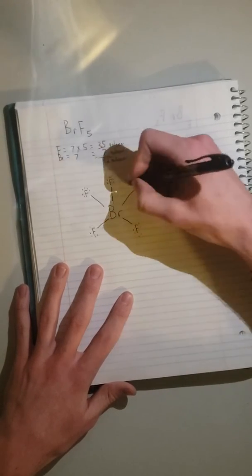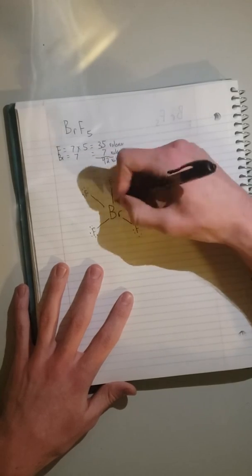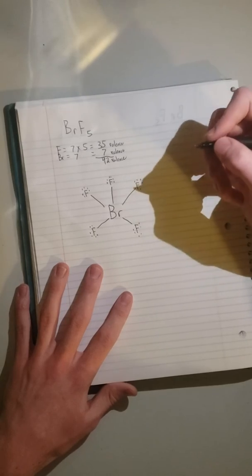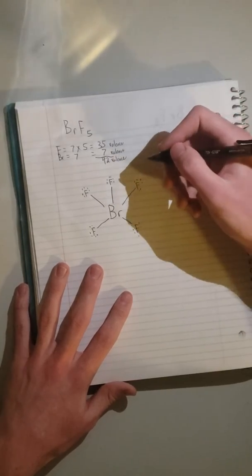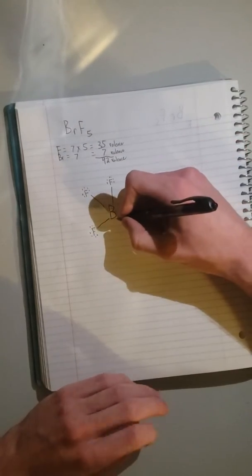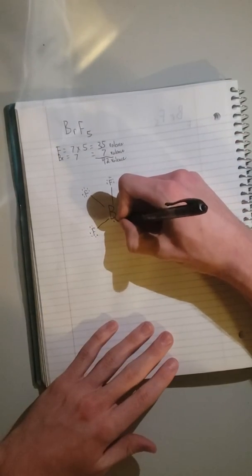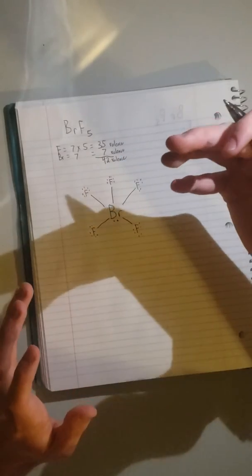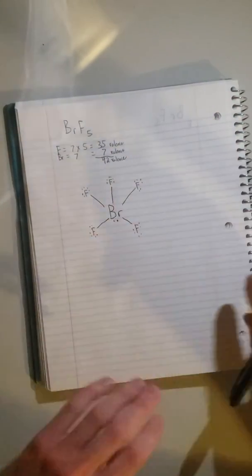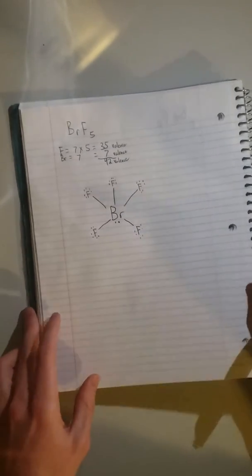around the fluorines, and we'll have the 5 bonding pairs between the bromine and the fluorines, which equate to 40 valence electrons. However, we need 2 more, and any element after period 3 on the periodic table can have 2 extra valence electrons around the central atom. So this equates to 42 total valence electrons, which completes our bromine pentafluoride.